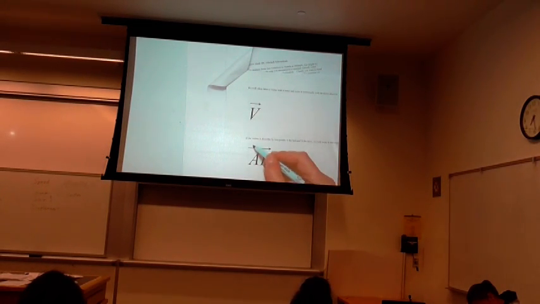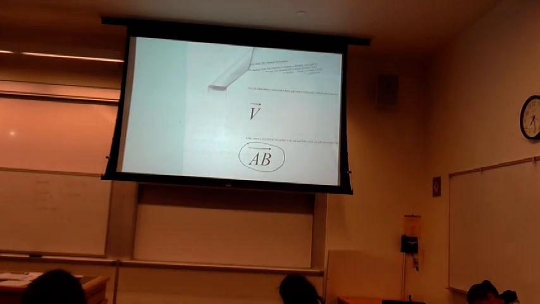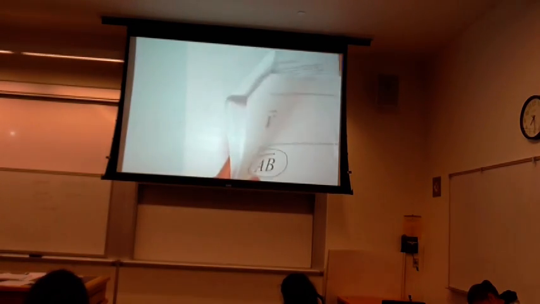So this is like a label, or it could be a variable that describes something which is not a number, it's a vector. So it's going to have a direction and a magnitude or size. The magnitude of a vector is always positive.